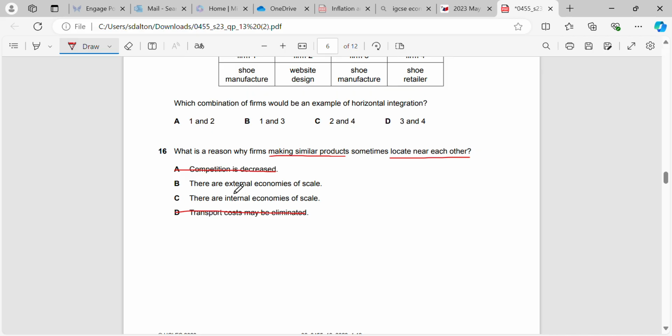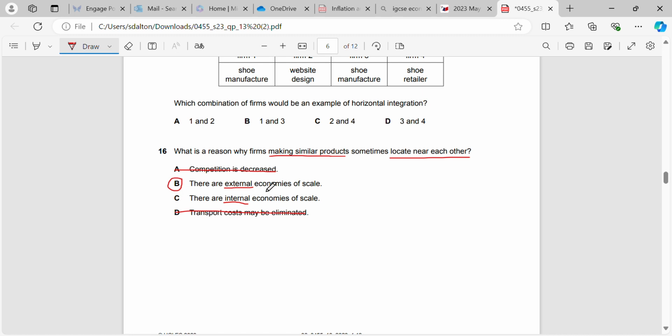Internal or external economies of scale. Okay, so external, factors outside of our control. Internal, factors within our control. Okay, now why would we move or why would we locate ourselves near each other?